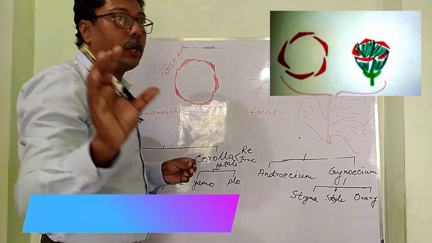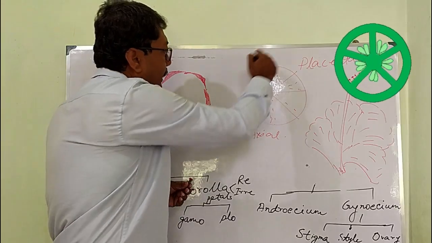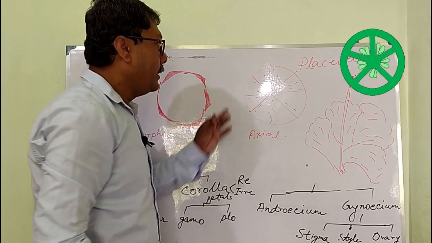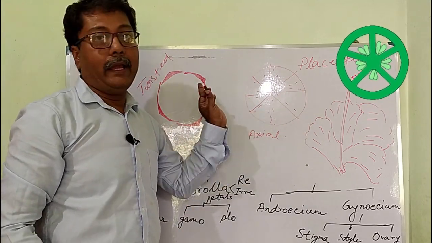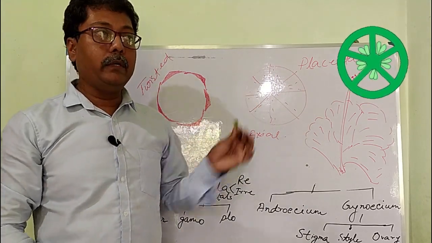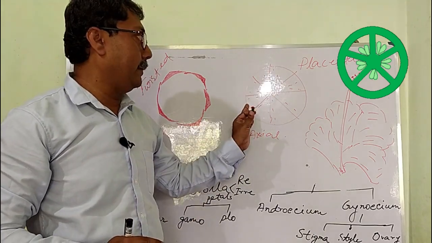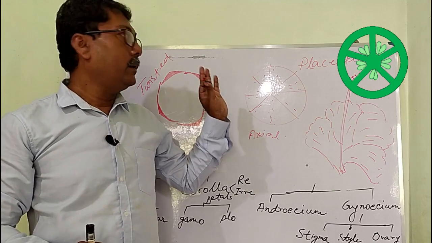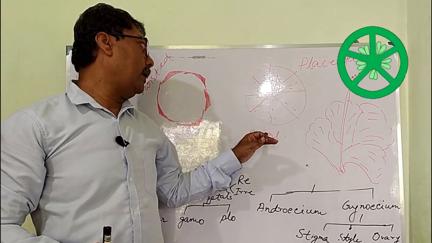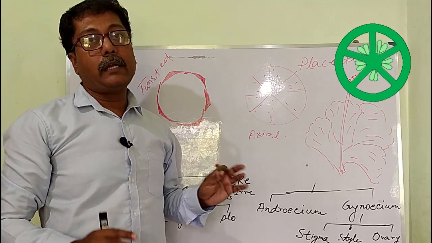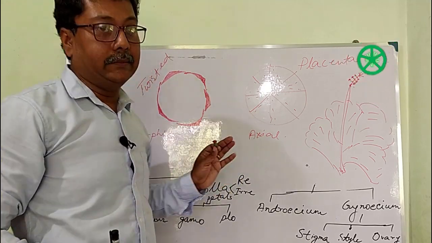And previously I showed the cross section of the ovary, and it is axile placentation. You can get the same placentation in the lady's finger. If you cut the lady's finger, you can get the same pattern here, because both hibiscus and lady's finger come from the same family, Malvaceae.